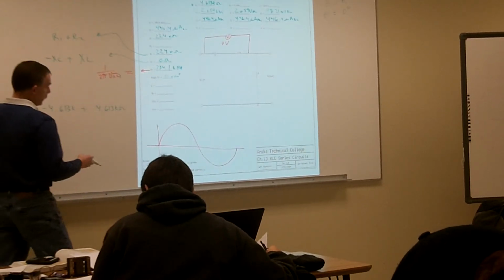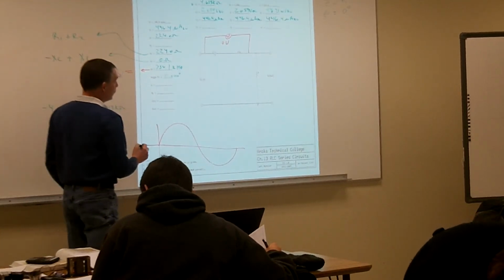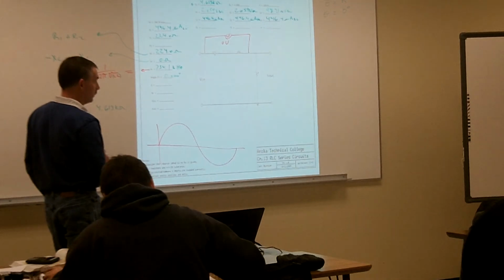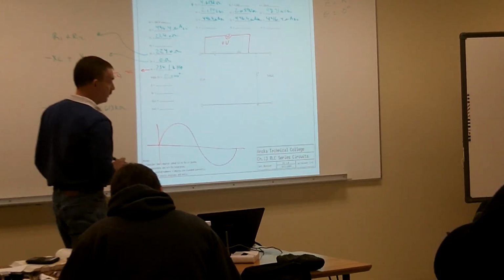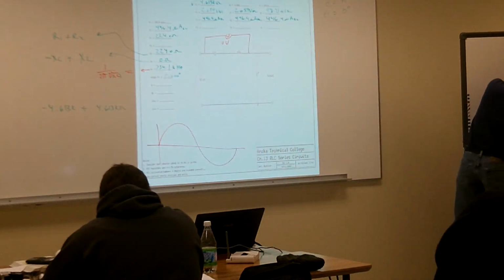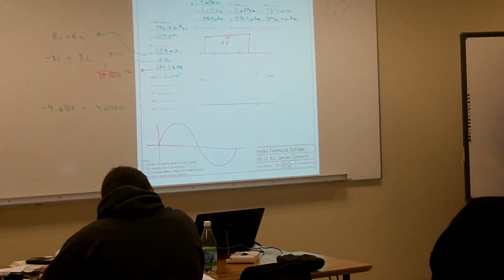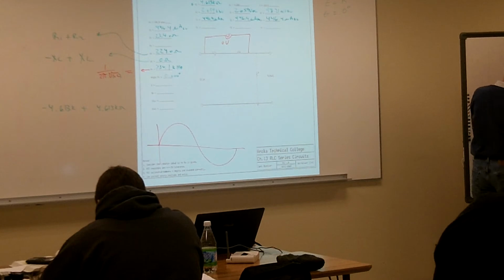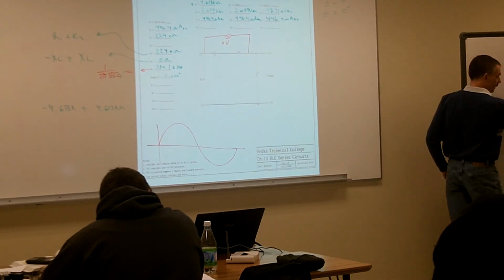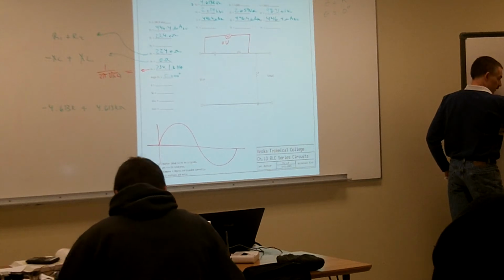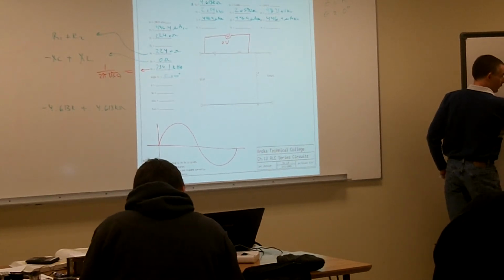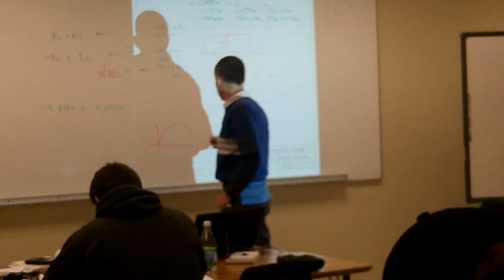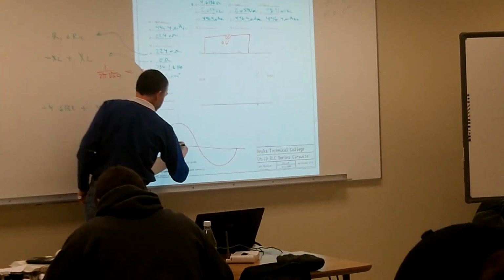My voltage of my capacitor is going to be where? In relationship to VR, is it leading or lagging VR? So here's my voltage of my capacitor, and here's my voltage of my resistor. This is at 0 degrees, and this is at negative 90 degrees. So where's my voltage of my capacitor in relationship to VR? Lags. If this is at 0 degrees and this is at negative 90 degrees, it's going to lag by 90, because it's 90 degrees behind VR. So my voltage of my capacitor is right here.